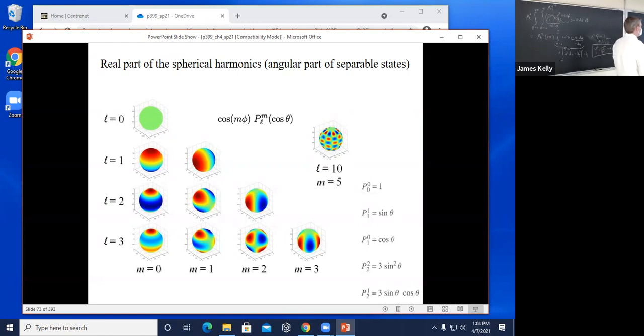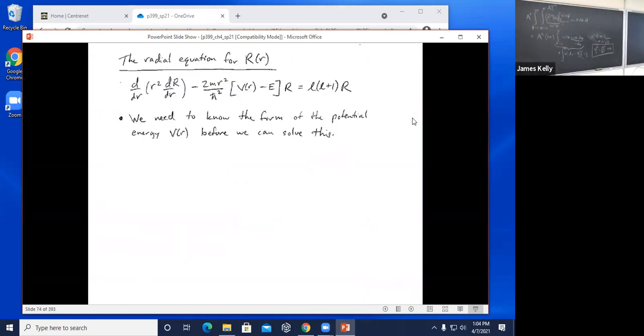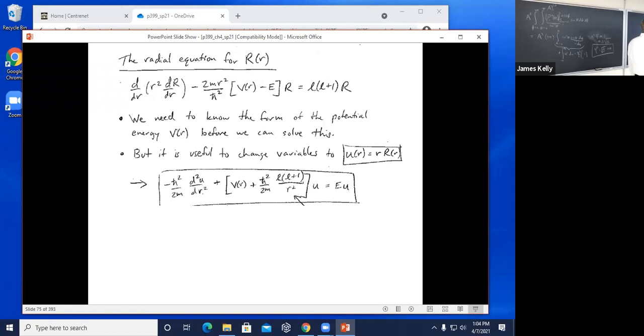if you have a separable solution. Now we want to go on and talk about the radial equation for a particular potential, right? It involves V of r. And so we need to know the potential. But before we talk about a particular potential, it ends up that there's some simplification in that ordinary differential equation if you change the variable from R of r, which is what we're ultimately interested in, to u of r. u of r is just r times capital R.